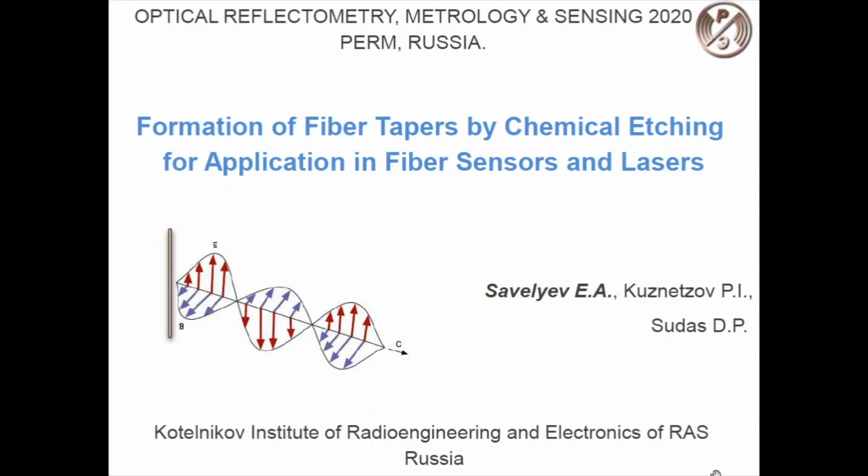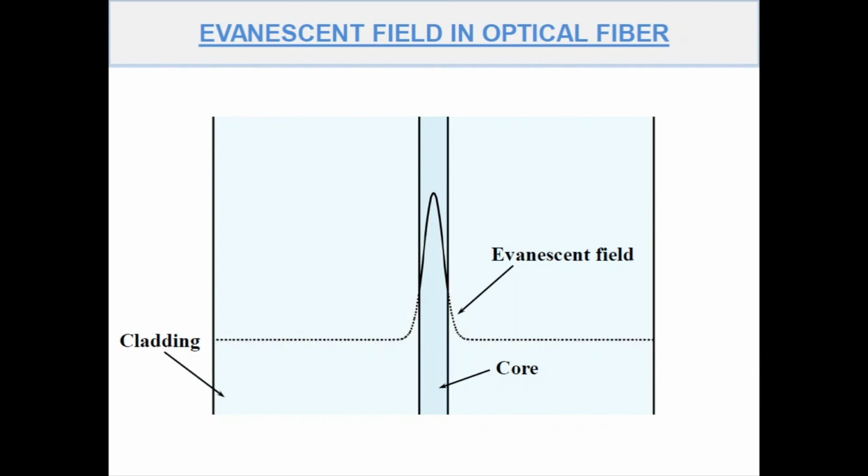I'm going to talk about formation of fiber tapers by chemical etching for application in fiber sensors and lasers. The usual design of a single-mode optical fiber avoids the influence of ambient conditions on the electromagnetic radiation propagating along the fiber core. This is possible because the evanescent mode field does not extend beyond the fiber cladding.